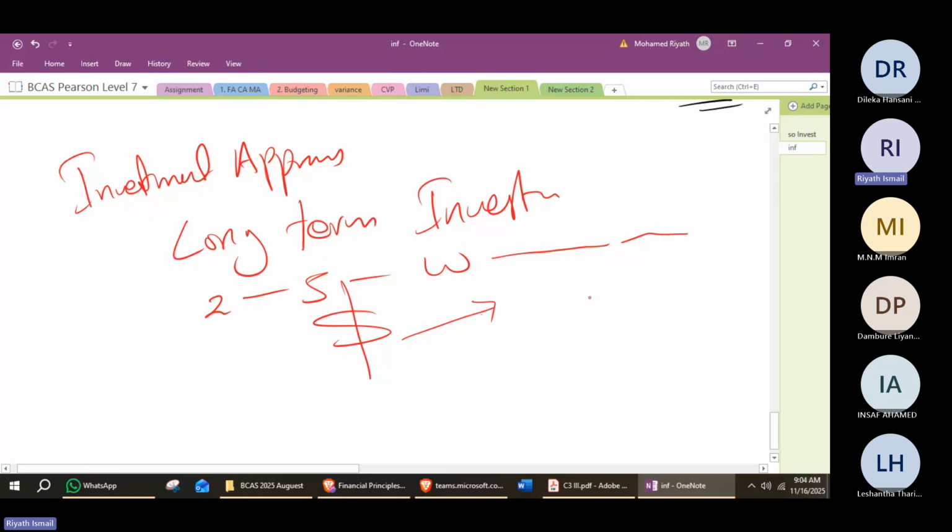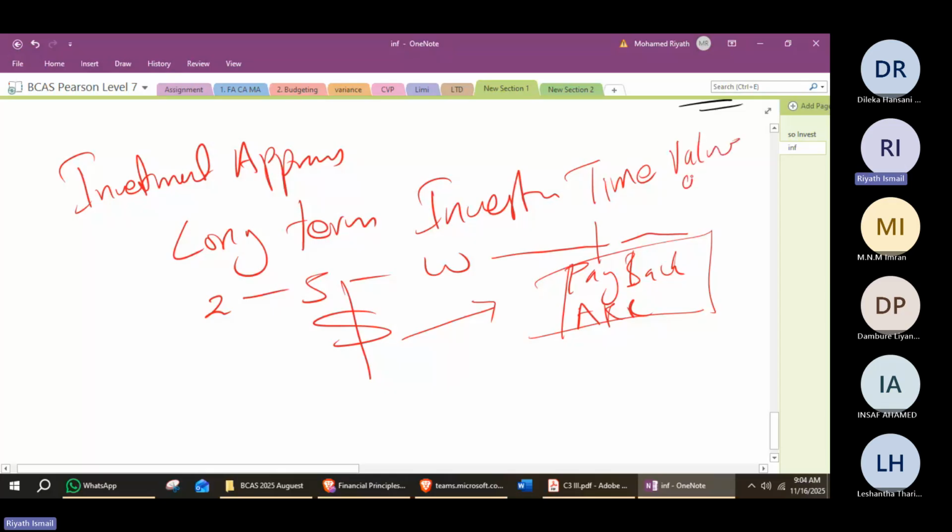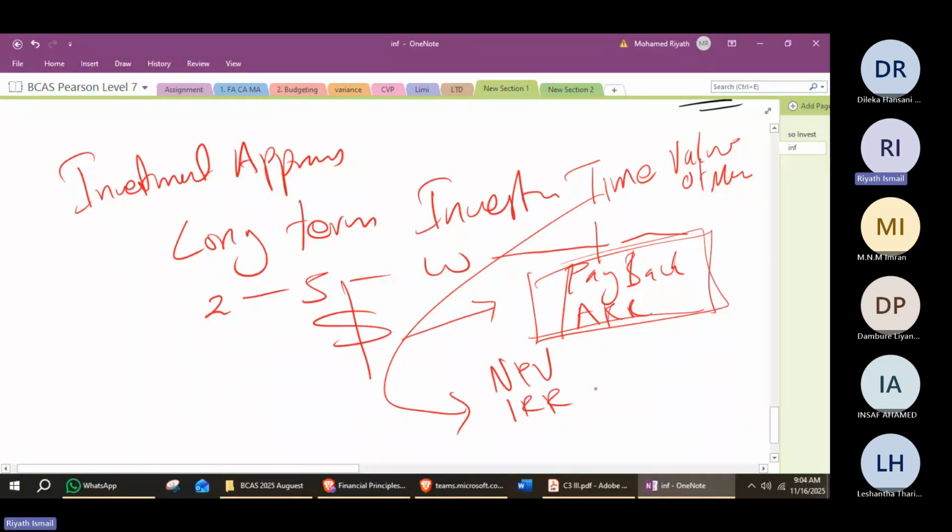So there is a lot of analysis they did. In that we studied different types of investment appraisal techniques, mainly the payback method and accounting rate of return. These two methods are not considering the time value of money, right? So this is the major drawback. Then the most commonly used technique is called NPV, net present value, and IRR. Always NPV is superior to IRR.